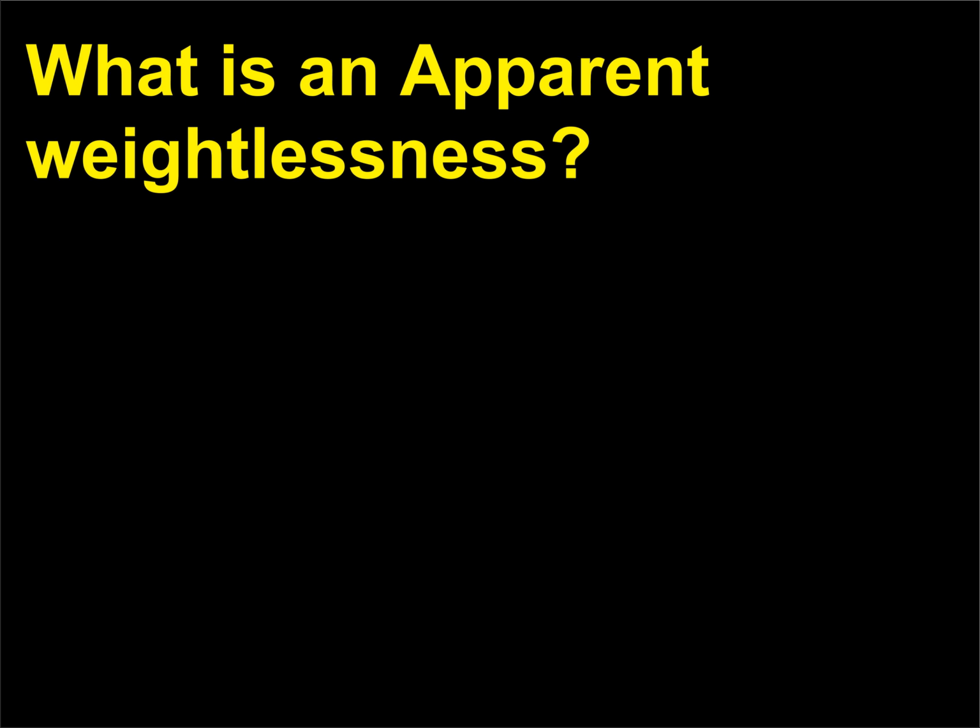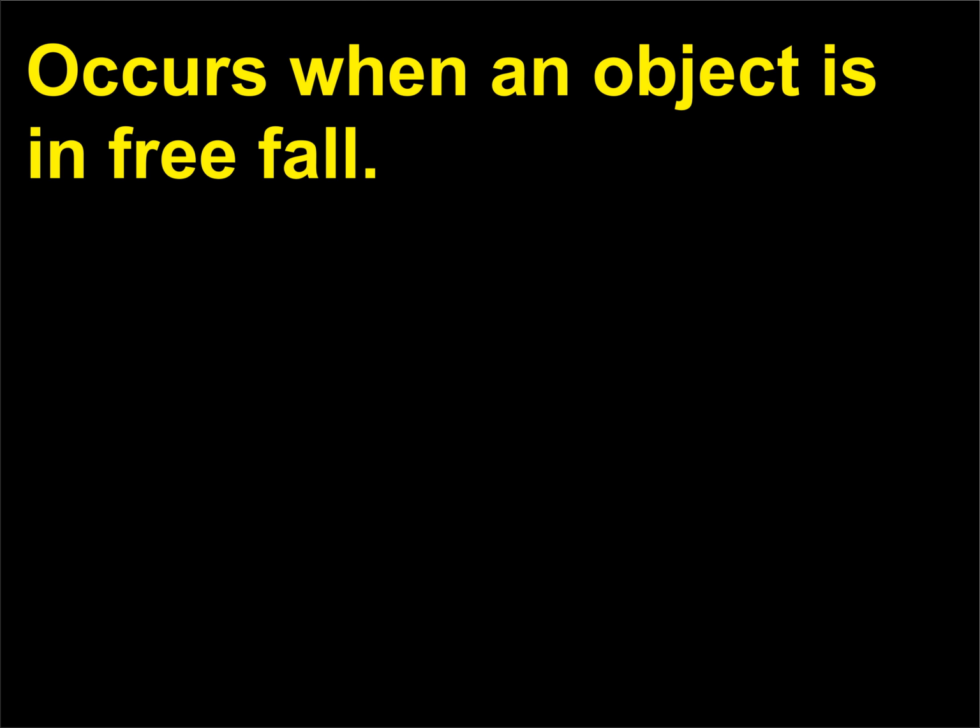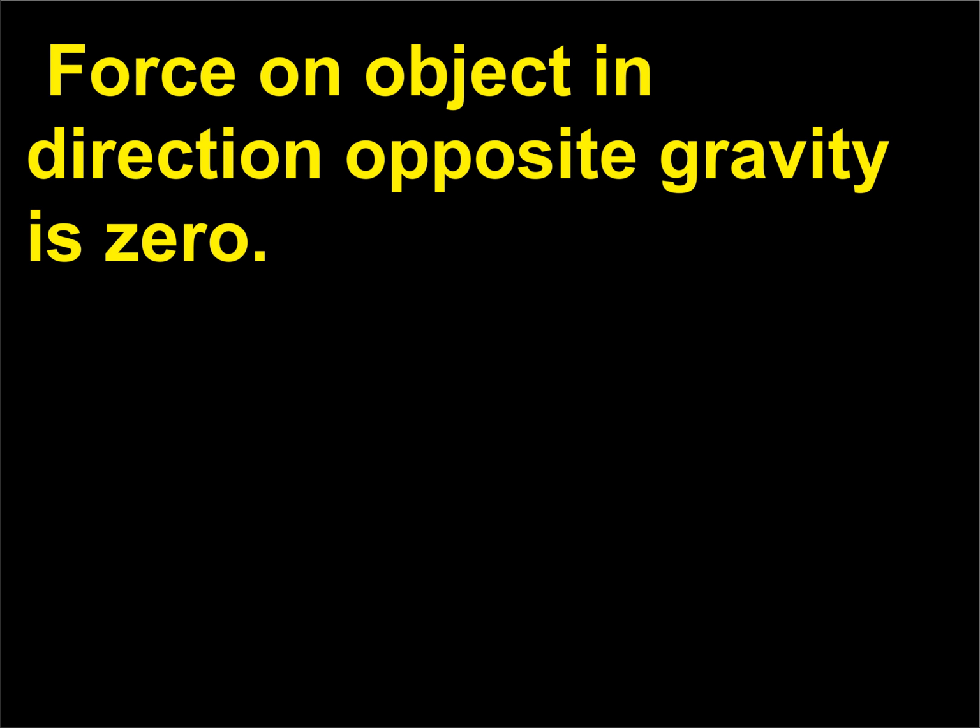What is apparent weightlessness? Occurs when an object is in free fall. Force on the object in the direction opposite gravity is zero.